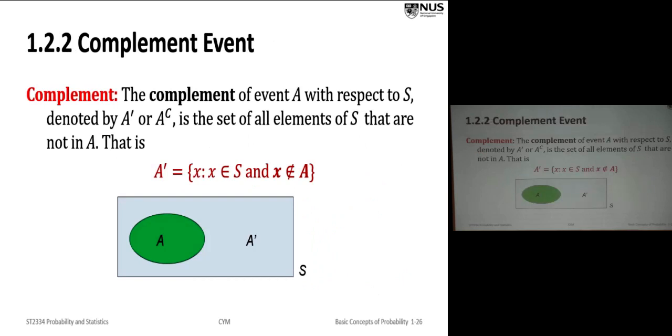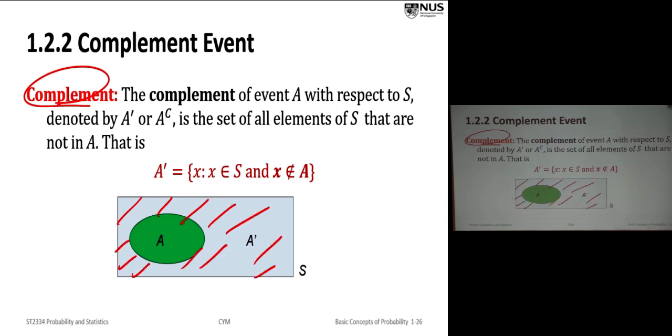And others, complement, this is again very useful. Complement events. So if this is A, then the rest is called A complement. Those outcomes that belong to the sample space but are not in A, so it's the rest.